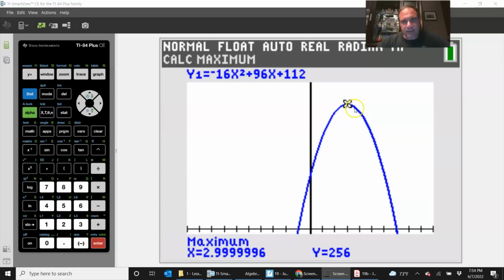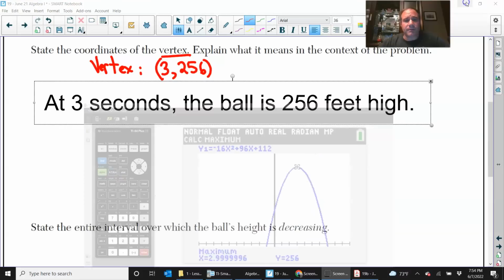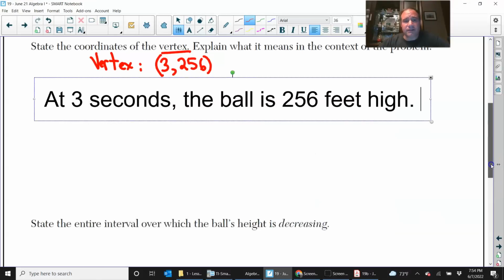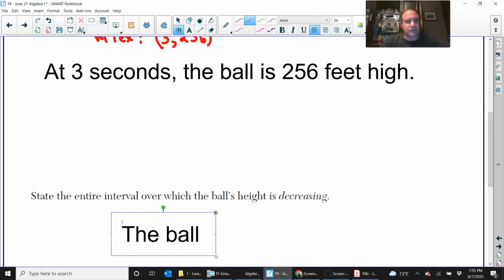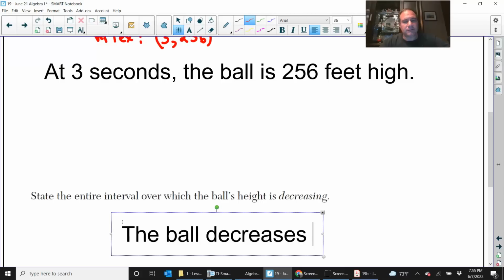So that means it decreases from 3 to 7. Right? 1, 2, 3, 4, 5, 6, 7. And at 7 seconds, it hits the ground. So we're going to state the entire interval over which the ball's height is decreasing. Ball from 3 to 7 seconds.